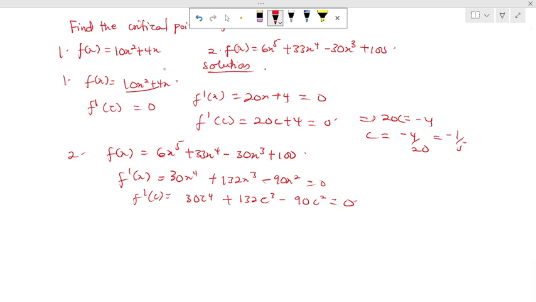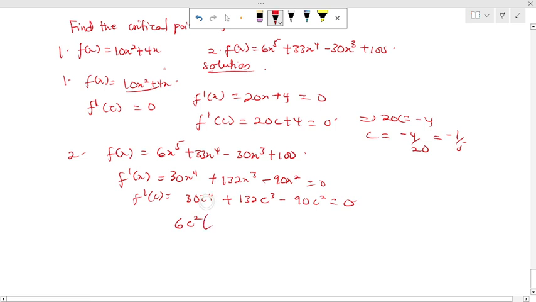To solve for the values of c, we can do some further simplifications here. I can take c squared out, but I can also factorize 6. So I can have 6c squared, open brackets, 5c squared plus 22c minus 15. When I factorize 6c squared, this will give me a number, right?